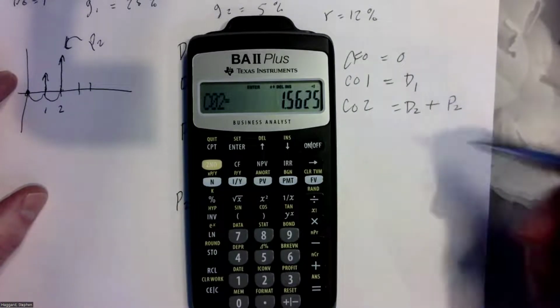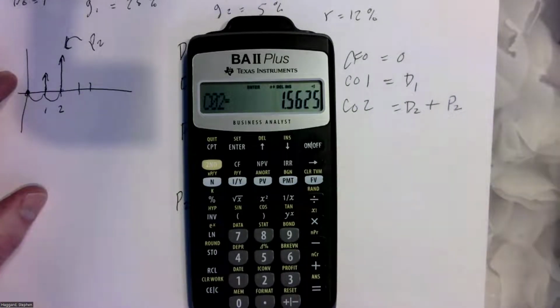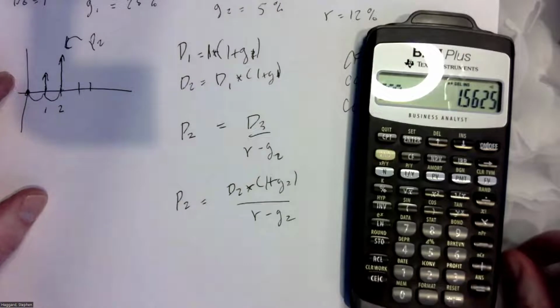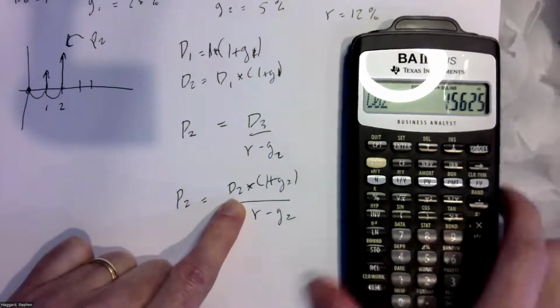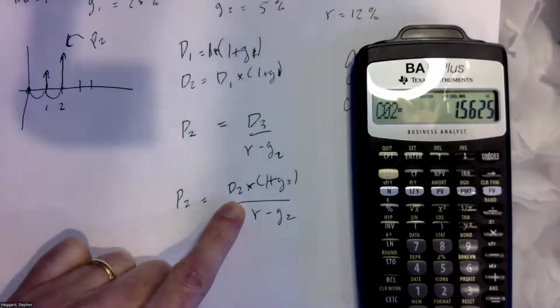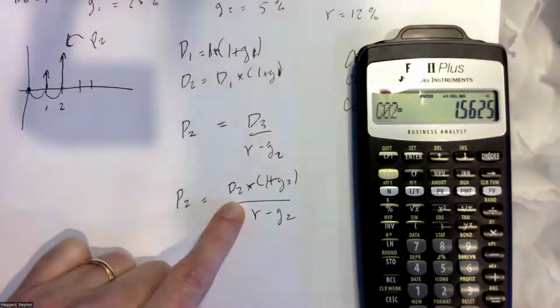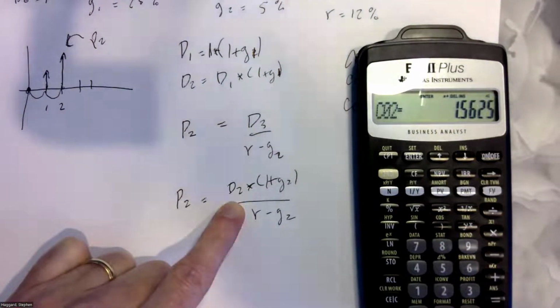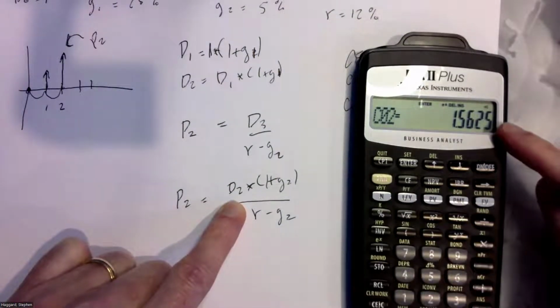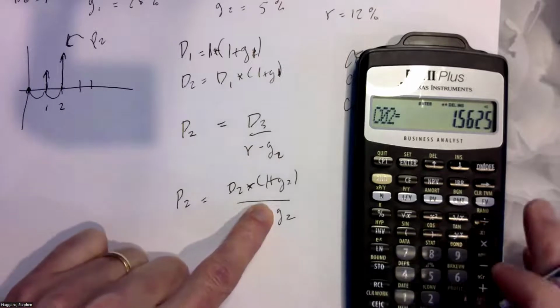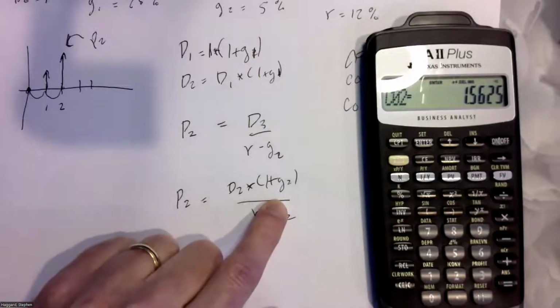But keep in mind, C02 needs to be D2 plus P2. How are we going to figure P2? Well, it's going to be this D2 we have right here. Sorry about my ring light here. I think we may just be stuck with that. Okay, so it's going to be this D2 multiplied by 1 plus G2. What's this G2?